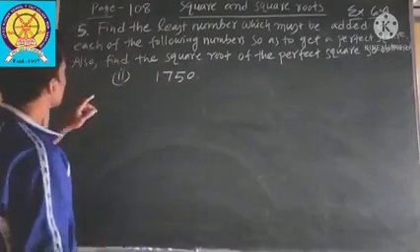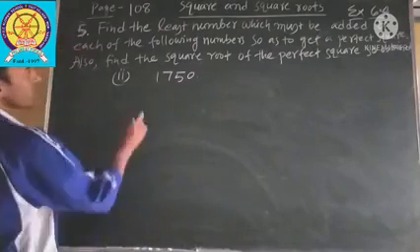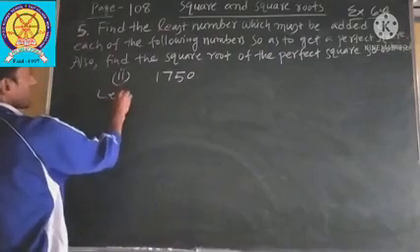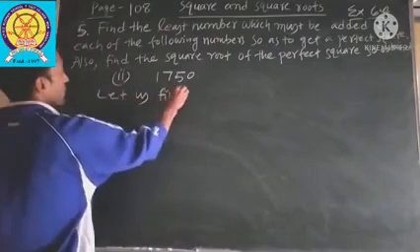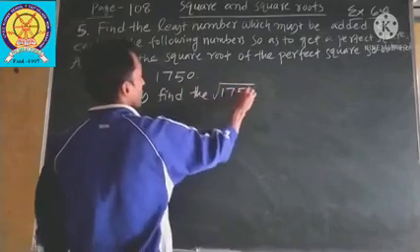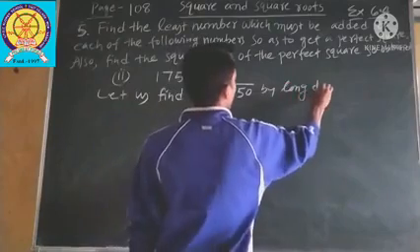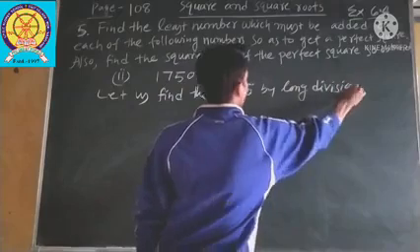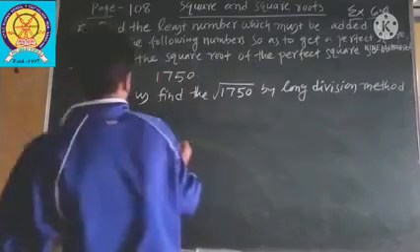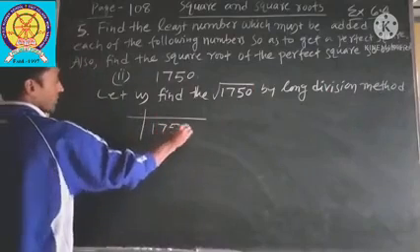So the next question, question number 2: 1750. You have to find the least number. So let us find the square root of 1750 by the long division method.